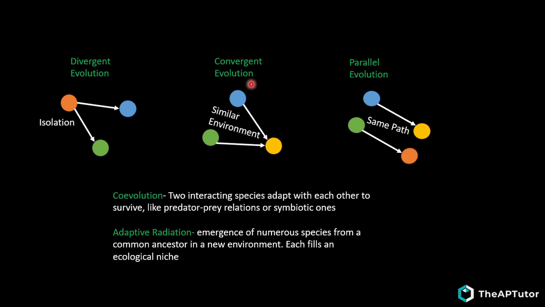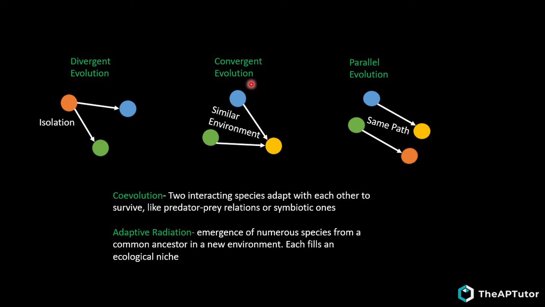And then parallel evolution is where both species are different species and they take the same path of evolution because they have similar environments. Coevolution is when two interacting species adapt with each other to survive, like a predator-prey relationship or symbiotic ones. It's like the wolf and the deer. As the wolf population increases, the deer decreases, and because the deer population decreases, the wolves have no more food, and therefore their population decreases. And as theirs decrease, the deer then increase again, and both of these continue this oscillation pattern until some external force affects them.